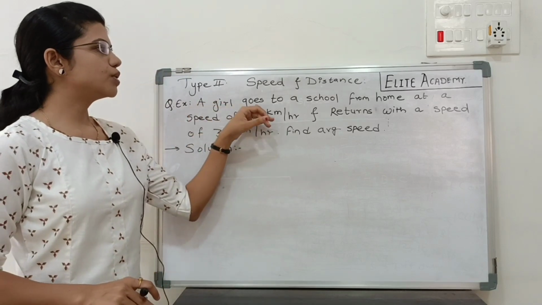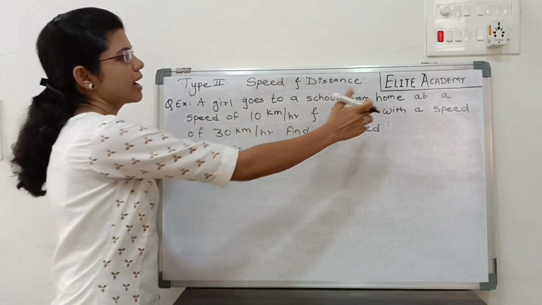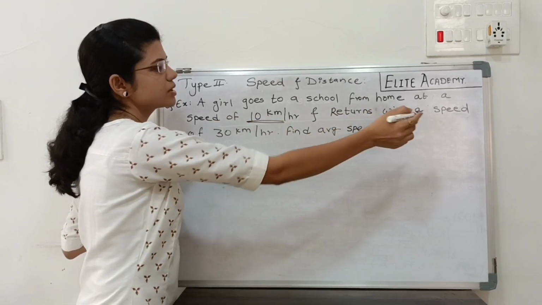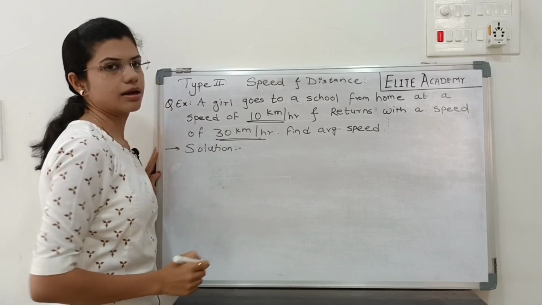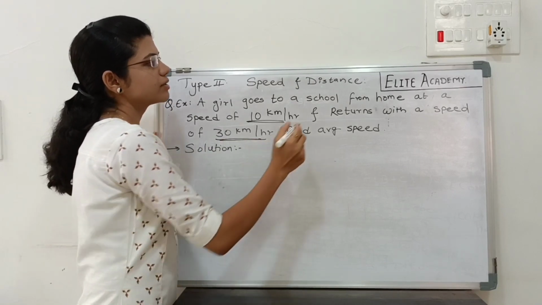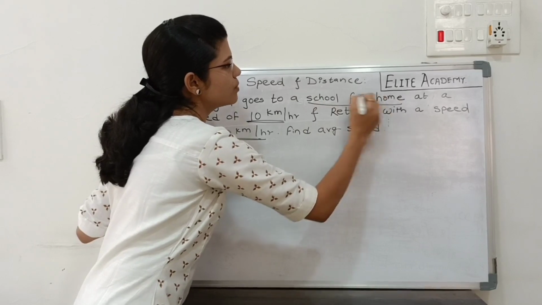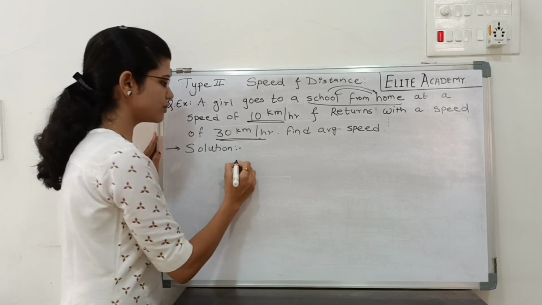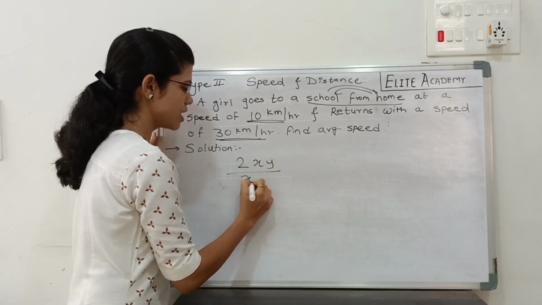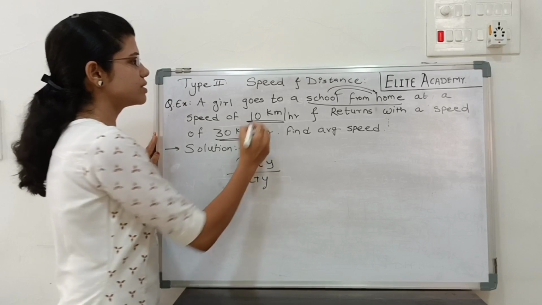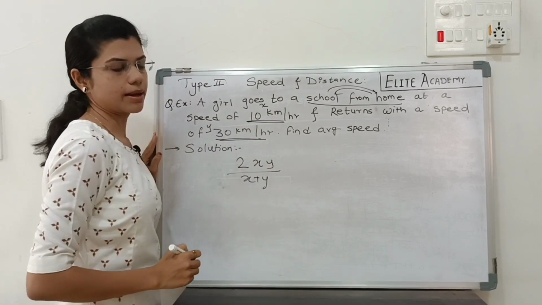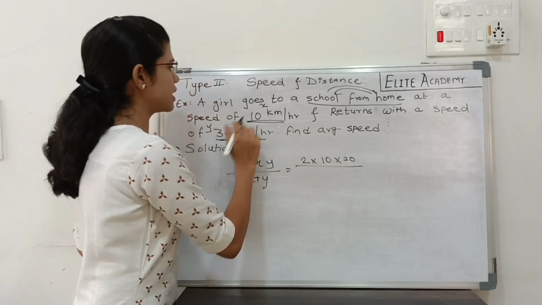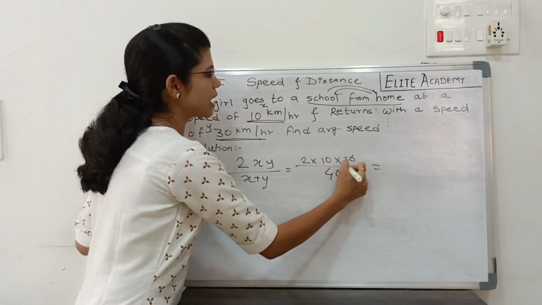Let's check out the example based on average speed and distances. A girl goes to school from home at a speed of 10 kilometers per hour, and returns with a speed of 30 kilometers per hour. Two speeds are given and the distance is the same, school to home and home to school. Therefore we can use the formula 2xy upon x plus y, where this is x and this one is y. Therefore 2 into 10 into 30 upon 10 plus 30, 40.